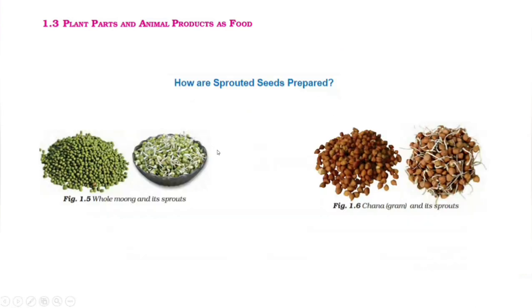Now let's see how we get sprouted seeds prepared. If you take whole moong dal or chana and soak it in water overnight, then drain the water, wrap it in a wet cloth and keep it aside for a day or two, then these white things will start popping out. These white things are known as sprouts. So this is sprouted moong and this is sprouted chana. This is a very healthy and tasty snack. You can boil it, you can prepare a chaat of it, and you can also eat it just like that.